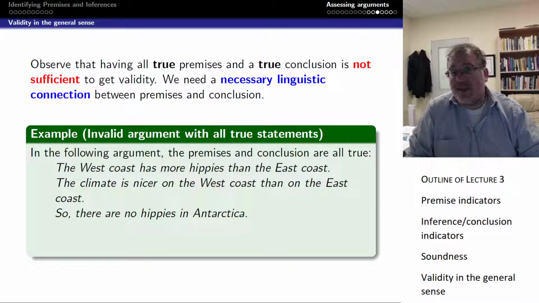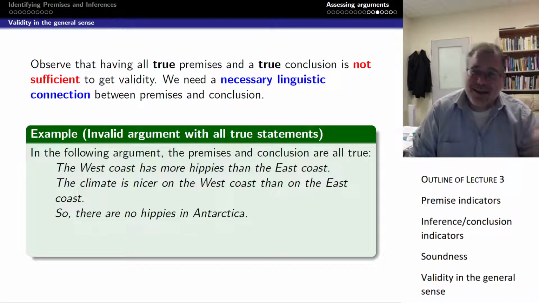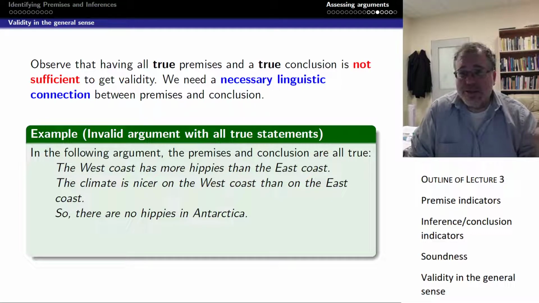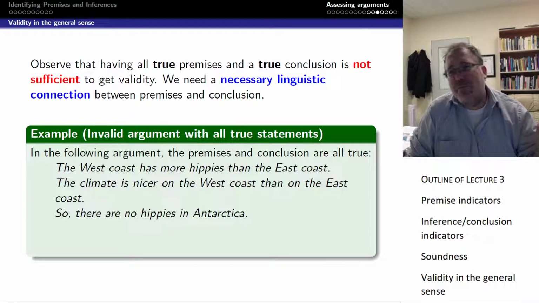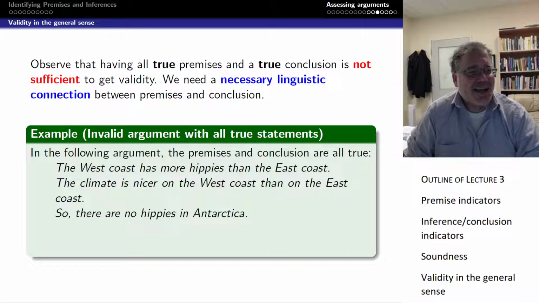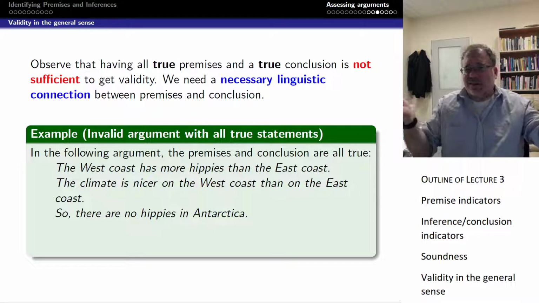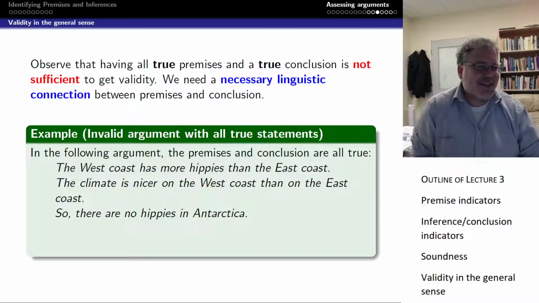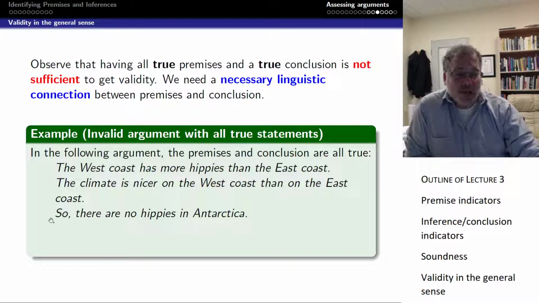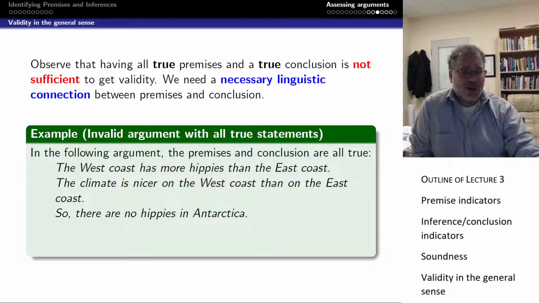On the East Coast, let's say where I'm from in Quebec, in the summer it's plus 35, in the winter minus 35. So it's miserable year round. And in BC, I mean, a little bit of rain in the winter, but for the most part, it's very nice. Right? Conclusion, there are no hippies in Antarctica. And now you must be like, what? What happened here? That's a very bizarre thing to conclude from those premises.